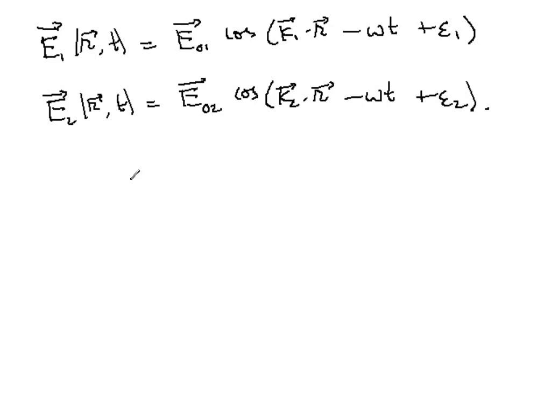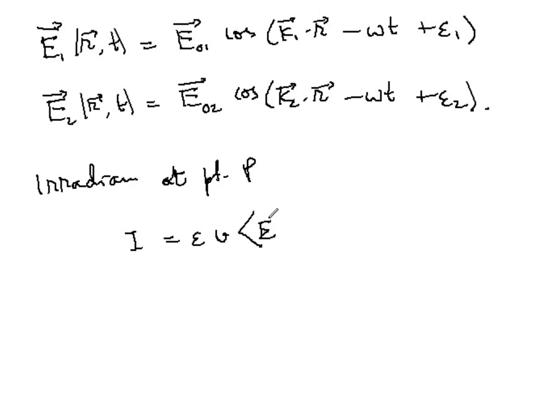Now you see the irradiance at point P, the point of observation, is basically given by this. Okay. Now what I am going to do, I am just going to concentrate on this term only, this E square average. So let me just write down this term.